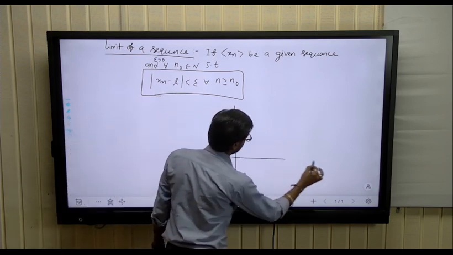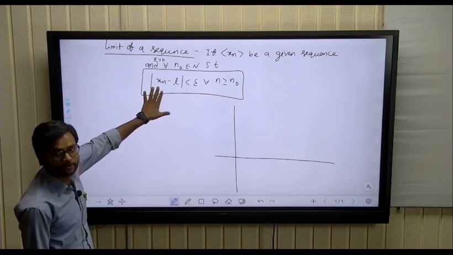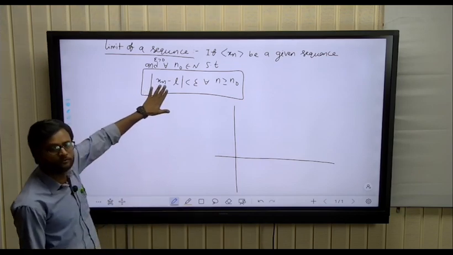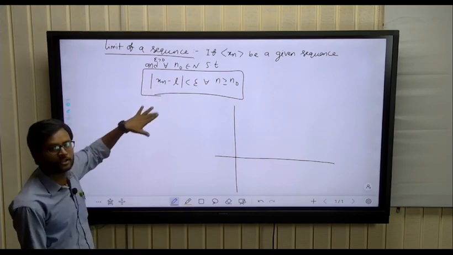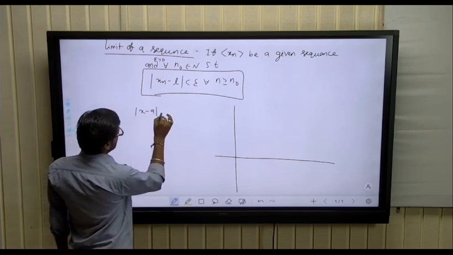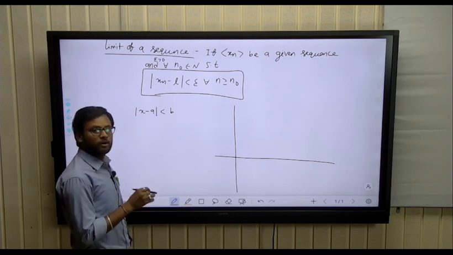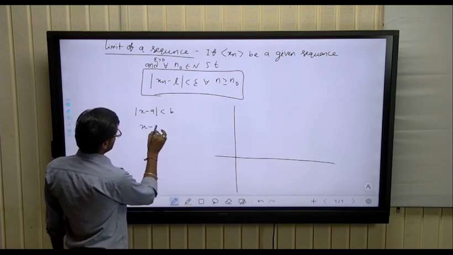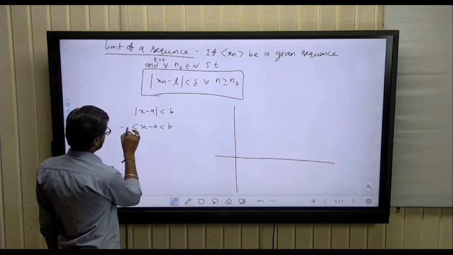What is the meaning of this? Okay, in geometrical meaning. Now if we solve this, we know how the mod function is opened. If I say that |x minus a| is less than b, then opening the mod function gives x minus a less than b and greater than minus b.